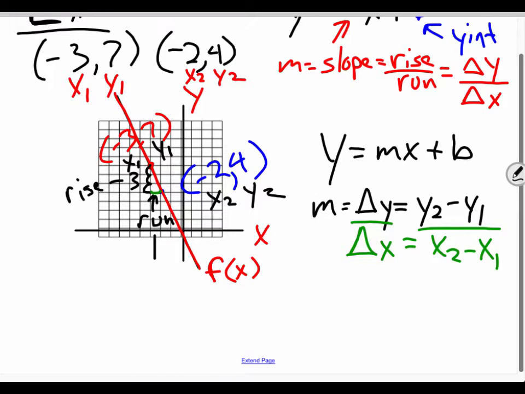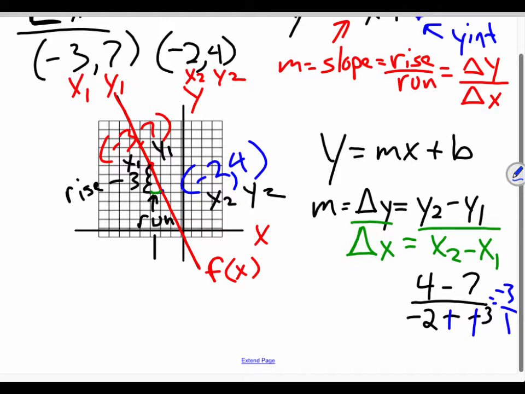So if I crank through the math, y sub 2 is 4 minus y sub 1, which is 7. Then x sub 2, which is negative 2, minus x sub 1, which is minus 3. Well, now remember that when we minus a minus, it's the same as adding. And so 4 minus 7 is, in fact, negative 3. And then negative 2 plus 3 is just 1. So I got negative 3 over 1. Does that make sense to you guys?